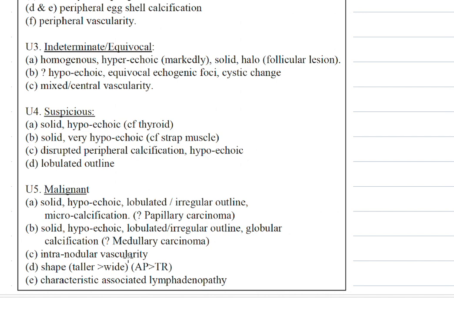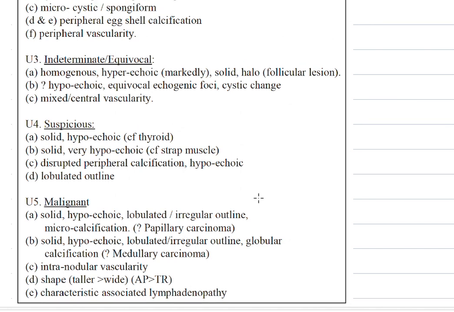Then intranodular vascularity. That is also an important point, because peripheral vascularity is a part of benign, while intranodular vascularity or central vascularity is a part of malignant. And then their shape, it will be usually taller than wider. Anteroposterior is more than the transverse. And characteristic associated, there would be lymphadenopathy along with that. So these are usually 5 features of malignant.